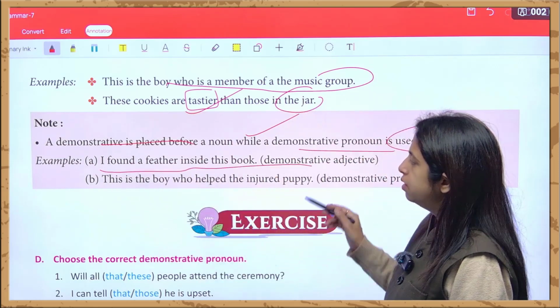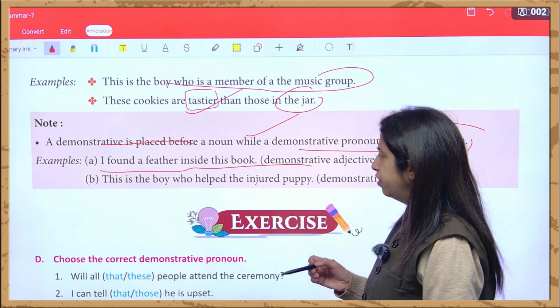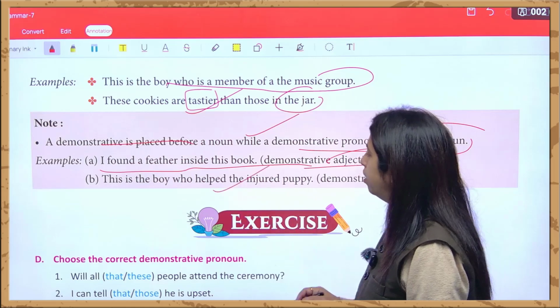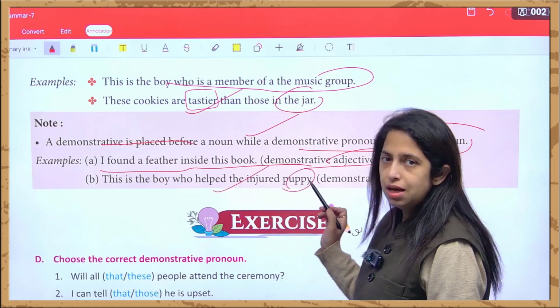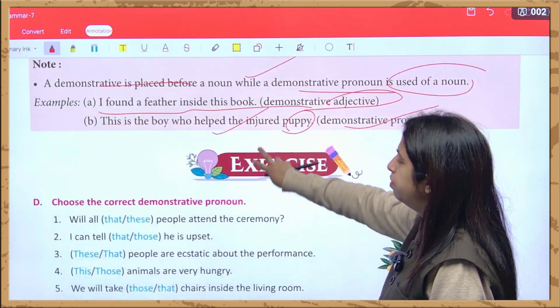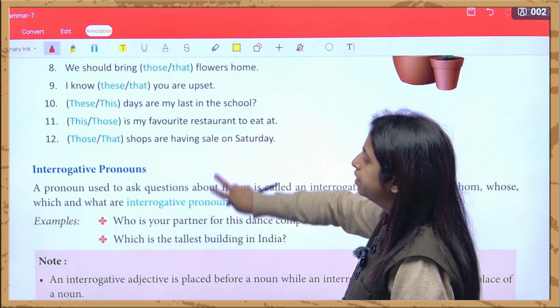I found this feather inside the book. Book के अंदर मुझे क्या मिला? Feather मिला. This is a demonstrative adjective, right? This is the boy who helped the injured puppy. जिसने puppy को help किया था. ये क्या है? Demonstrative pronoun है. ये वही लड़का है जिसने मदद करी थी. On behalf of this, again, you have to complete these exercises.